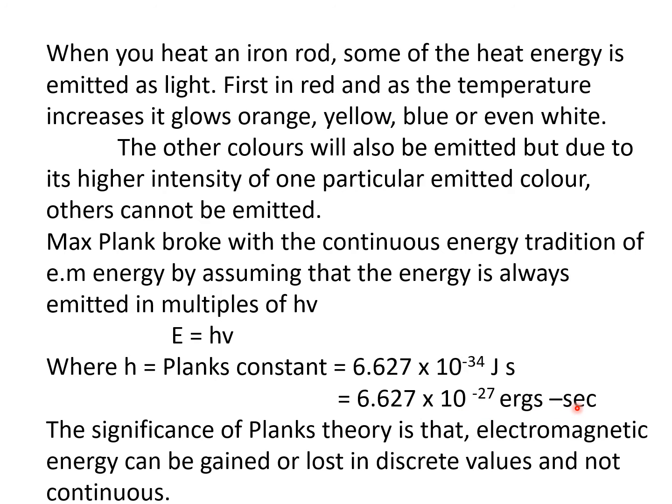So this Max Planck quantum theory has brought a change in the energy of the electromagnetic spectrum. The significance of Planck's theory is that electromagnetic energy can be gained or lost in discrete values and not continuous. Planck's theory proved that electromagnetic energy can be gained or sometimes lost. But this happens in discrete values, meaning in particular values, and it doesn't happen continuously.